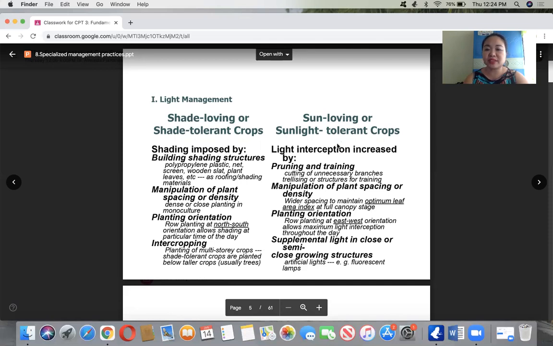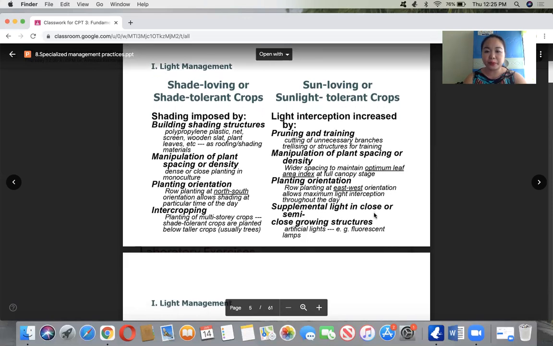Now, for the sun-loving or sunlight-tolerant crops, light interception can be increased through pruning and training, especially for mango. You cut the necessary branches for the trellis or structure for training. And manipulation of plant spacing or density, of course, wider spacing to maintain optimum leaf area index at full canopy stage. For example, for mango, it will grow even up to 100 years. So if you are looking into that, the best planting distance for mango is actually 20 by 20. And with, of course, regular pruning.